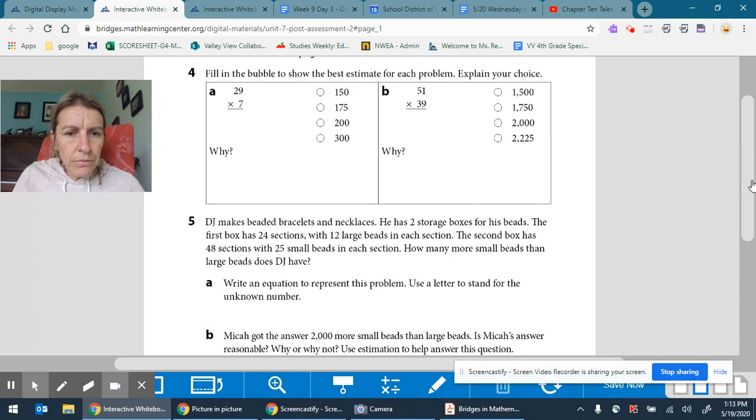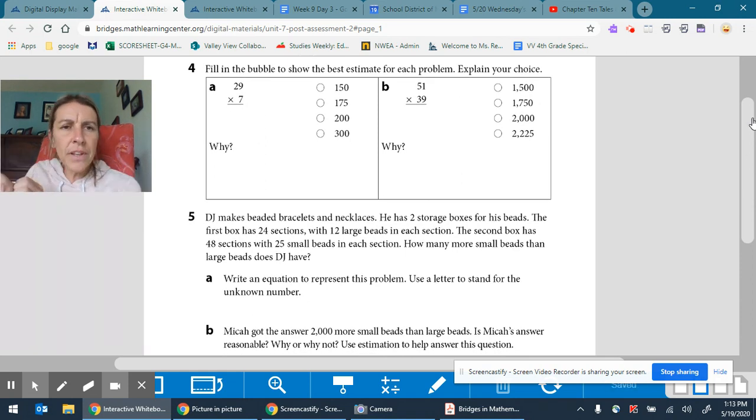So let's look at 4 and 5. Okay, so fill in the bubble to show the best estimate. This one's looking at the skill of estimation for each problem. We know estimation plays a huge role in math because you should always be estimating, so you can be sure your answer makes sense and is somewhat close. For the first one, for 29 times 7, which would be the best estimation and why? And for 4B, it's 51 times 39, which would be the best estimation and why.